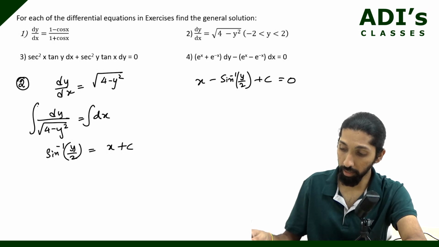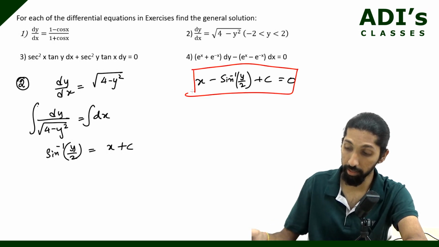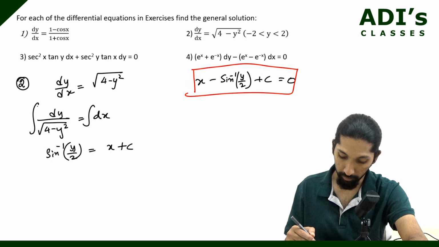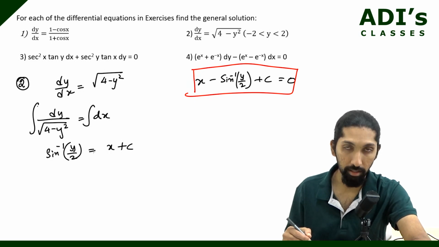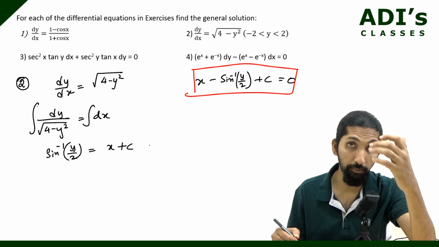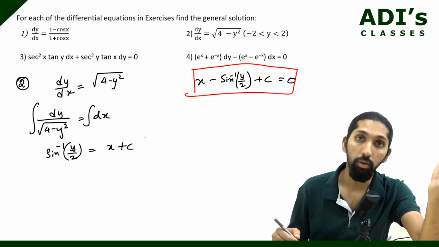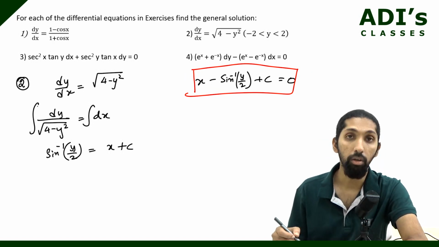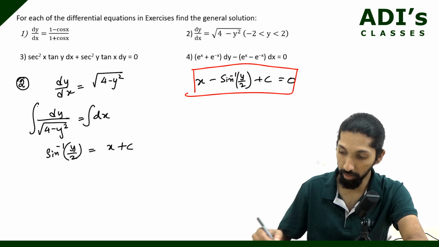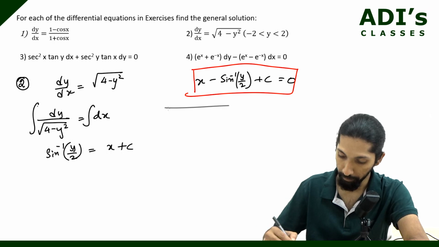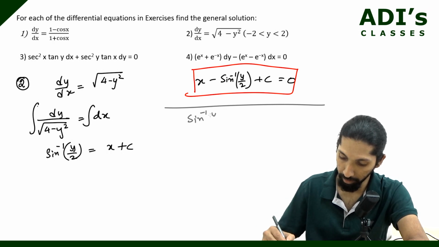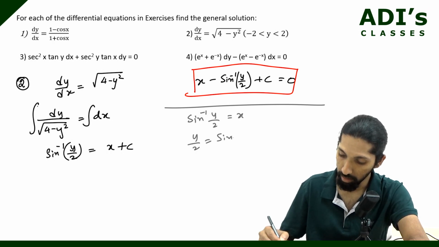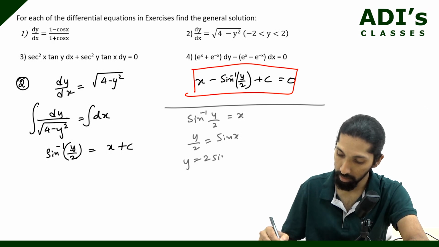Clear? Now you can do it this way. So this you can keep as the final answer. Or there is one more way. See, we have sine inverse of y by 2 is equal to x, as in x plus c is there. If you don't take the c for now, you can just call it x. You can take the sine on that side. Let me show you another one, which is very similar to this one. That is sine inverse of y by 2 is equal to x. So y by 2 is equal to sine x. y is equal to 2 sine x plus c.